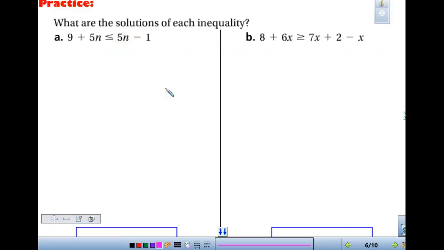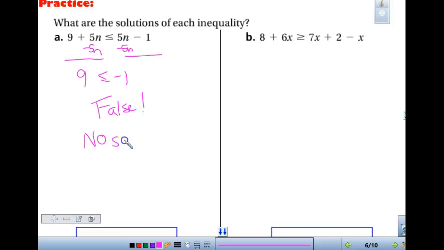We're almost done. Almost done, and then you got time to work, which is good on a Friday, because you got a lot of problems in this assignment. Minus 5n, minus 5n, right? Keeping our inequality. We get 9 is less or equal to negative 1. Very false statement, right? Our answer is no solution. Done.